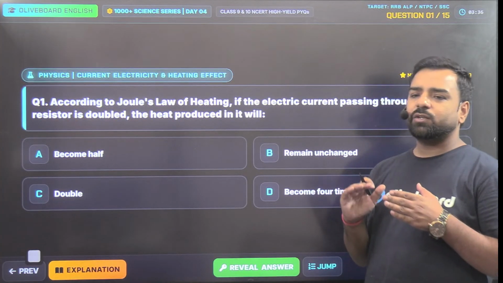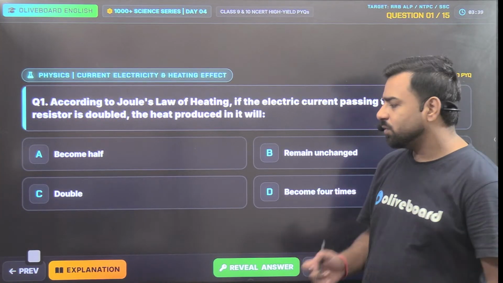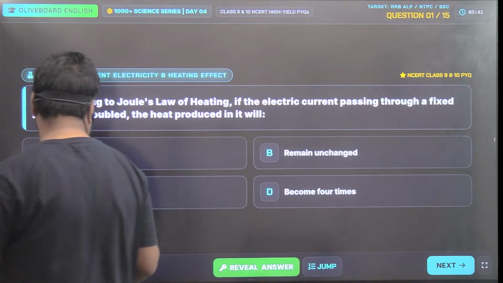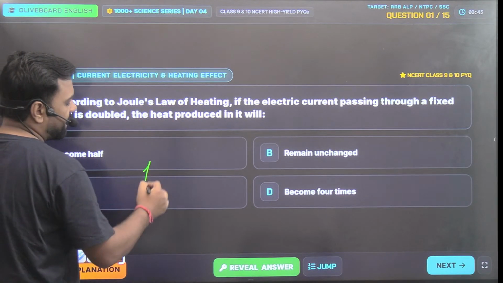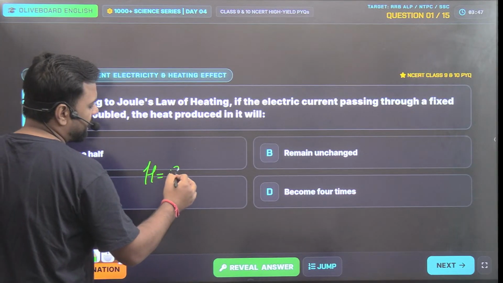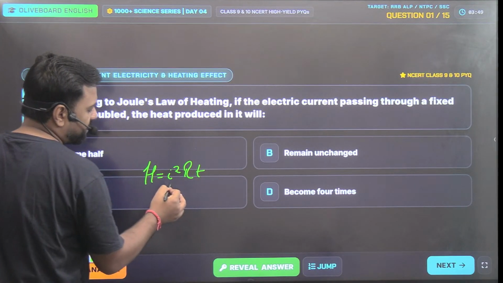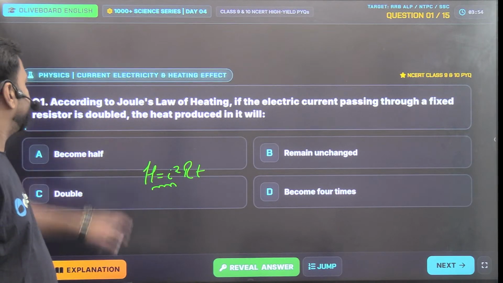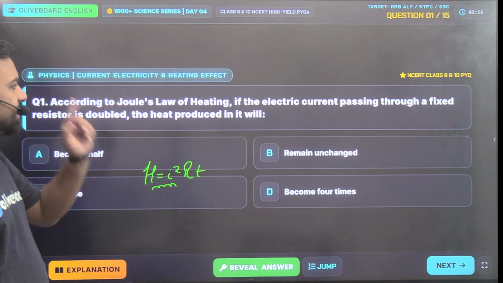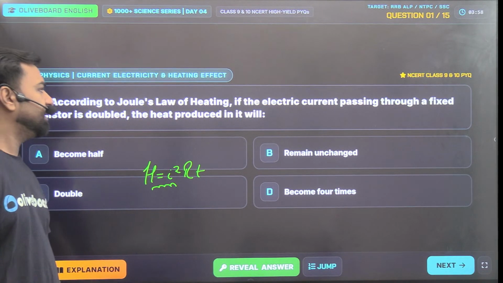According to Joule's law of heating effect, we know the formula is H is equal to I square RT. Here in the question, the relation between the current and the heat is asked. If the current is doubled, what will be the change in the heat?